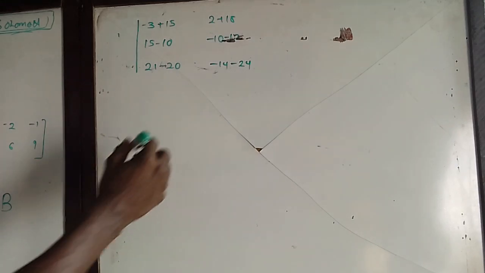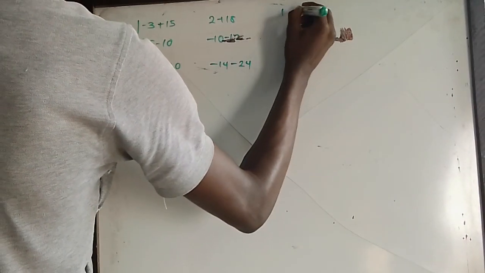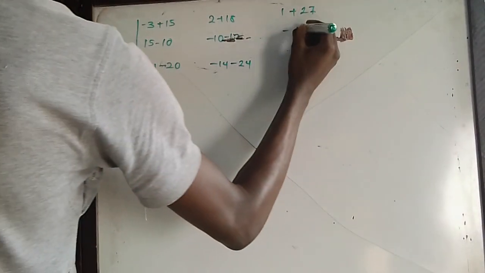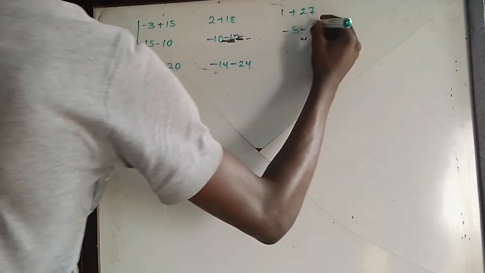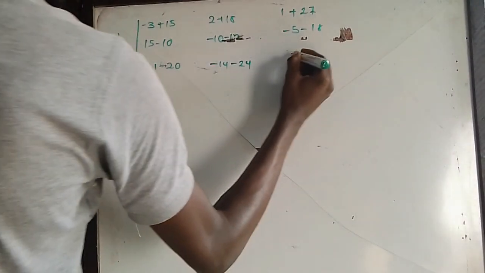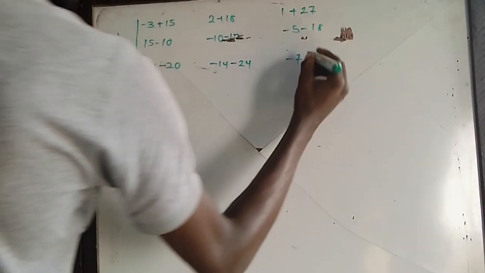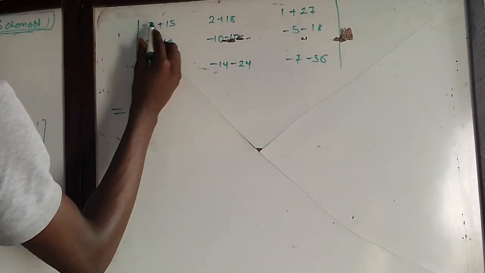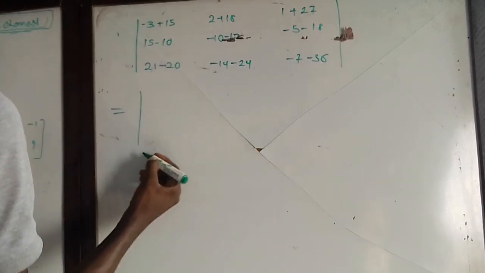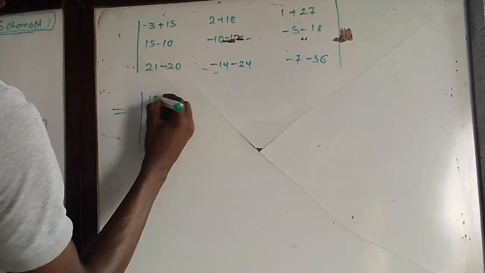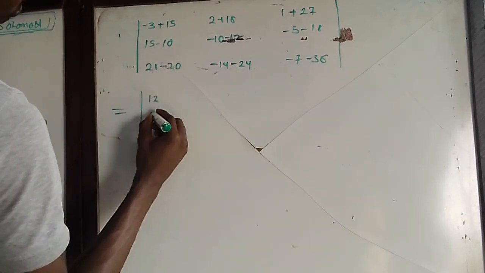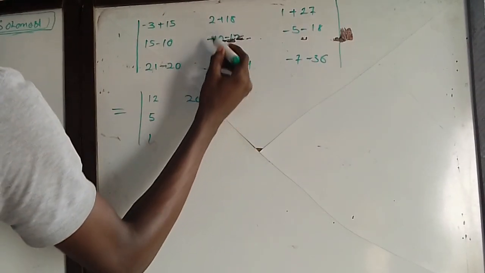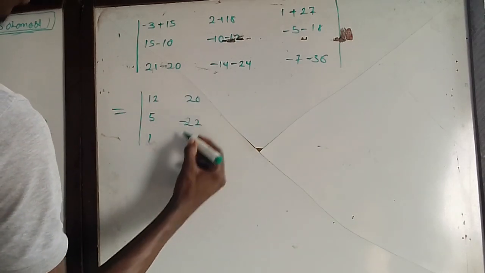So now we are having 1 plus 27, then minus 5 minus 18, then we have minus 7 minus 36. Then let's solve. So we are going to have minus 3 plus 15 is going to give us 12. 15 minus 10 will give us 5. 21 minus 20 will give us 1. 2 plus 20 will give us 22.